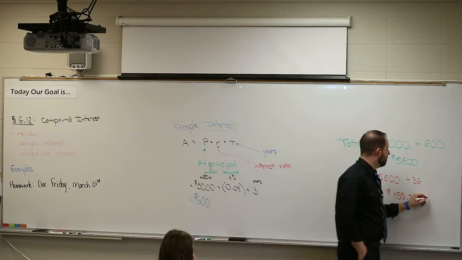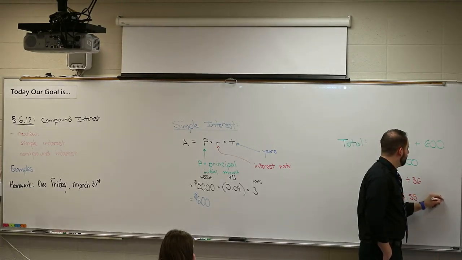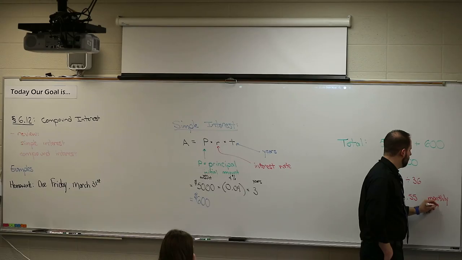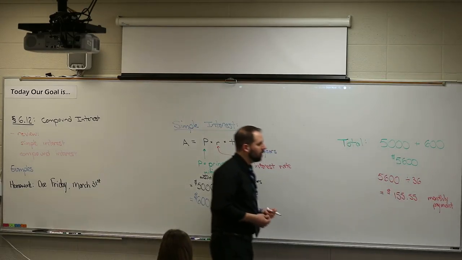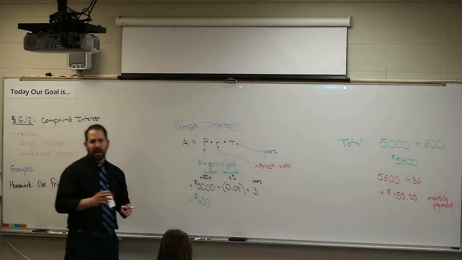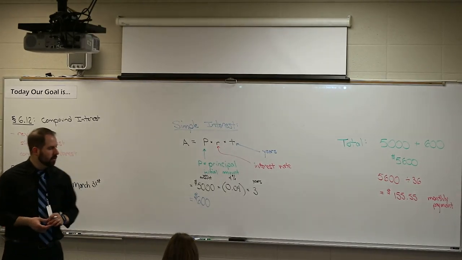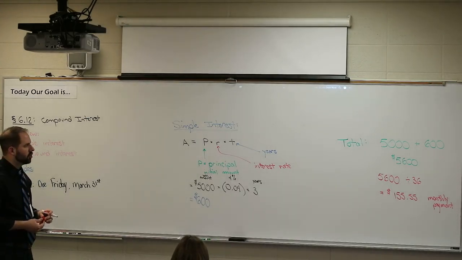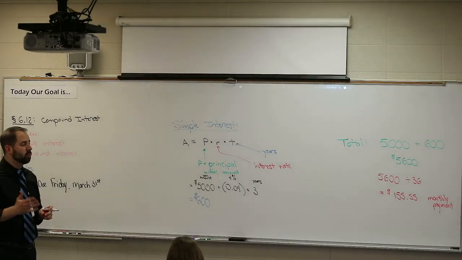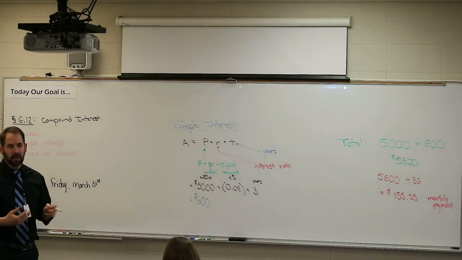155.55. That number is your monthly payment. So if you're going to buy your $5,000 car and pay it off in 3 years, you have to pay $155 a month. That's not including the taxes, the insurance, and the gas. That's just what you have to pay the bank to make sure that you can keep that car.